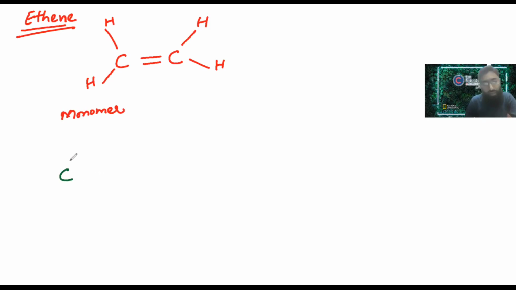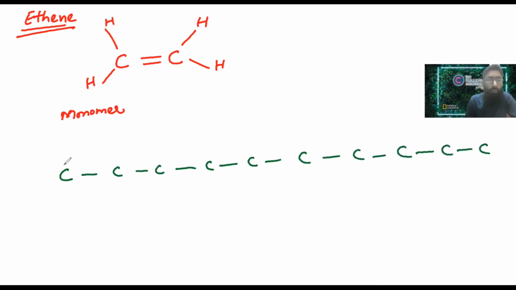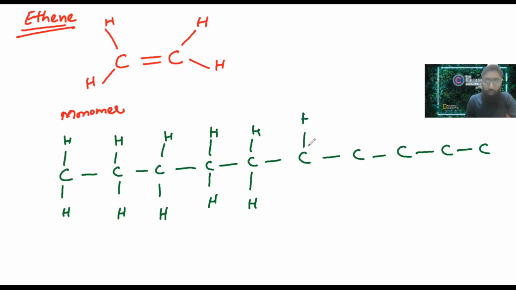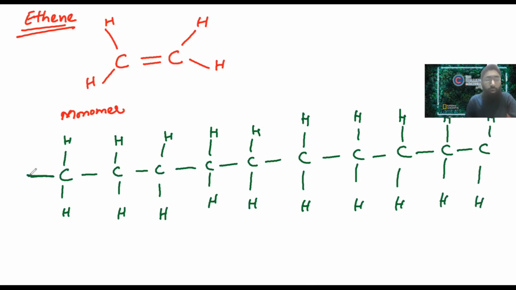The simple way is to draw the structure like this: carbon, carbon, carbon. Draw a longer chain of carbon, and put a hydrogen on each carbon, above and below. Then draw a bond here and draw a bond here. This shows that this chain can be extended.